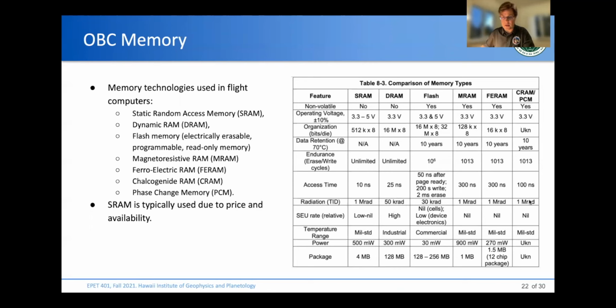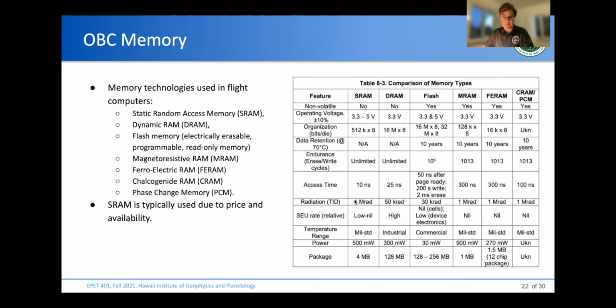kinds of memory. So in this case, SRAM is 1 million rad, so that's a lot. And it has unlimited endurance. So these are great memory. But the downside of this is that the power is very high. So 500 milliwatts compared to 30 milliwatts. So if you're on a very low budget, low power system, you want something like this rather than that.